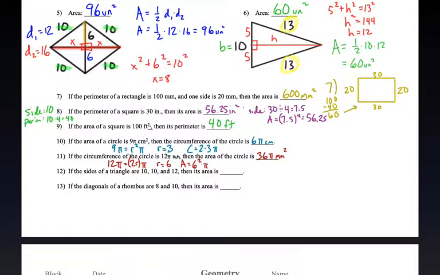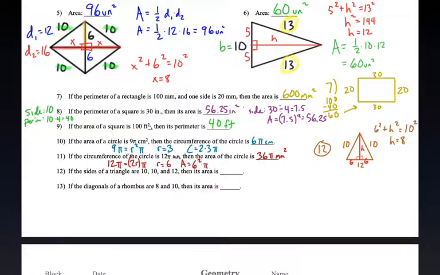That gives us 36 millimeters squared. Number 12, the sides of a triangle are 10, 10, and 12. That means it's going to look like number 6 up there. It's isosceles. 12 is my base. I need that 12 gets split in half to get 6 and 6.